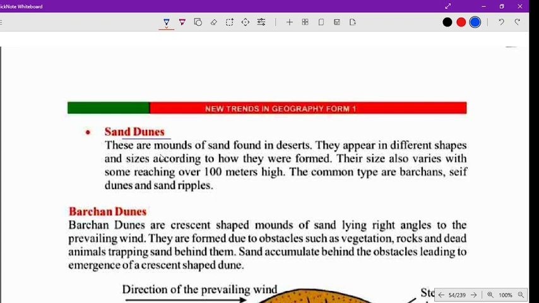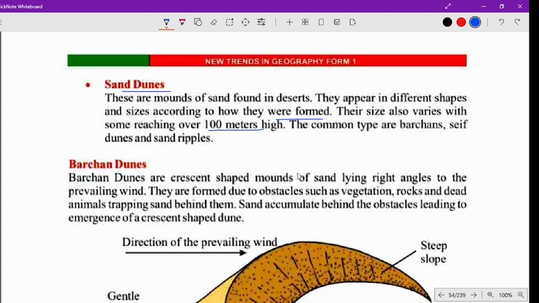Sand dunes. These are molds of sand found in deserts. They appear in different shapes and sizes according to how they were formed. Their size also varies, with some reaching over 100 meters high. The most common types are Barchan, Seif, and sand ripples.